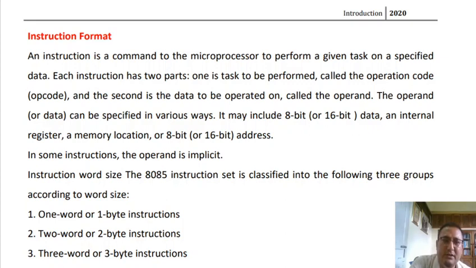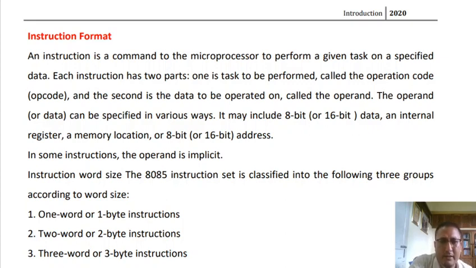The first part pertains to the operation that is to be performed, or the task that is to be performed, that is called the opcode. The second is the data that is to be operated on, that is called the operand. Now the operand can be specified in various ways. It may include 8-bit data, an internal register, a memory location, or an 8-bit or 16-bit address. These are the different ways in which the operand can be specified.